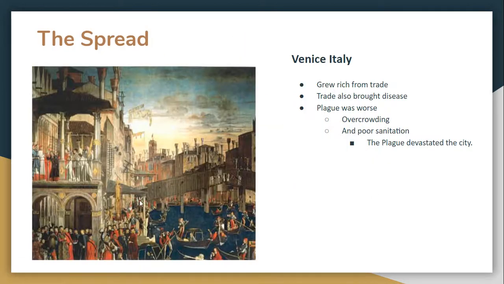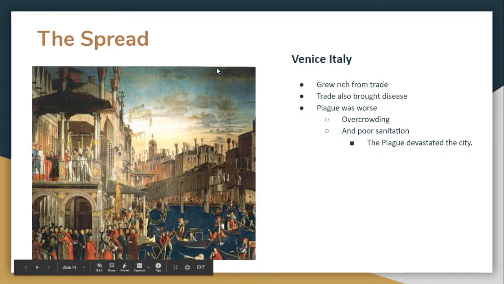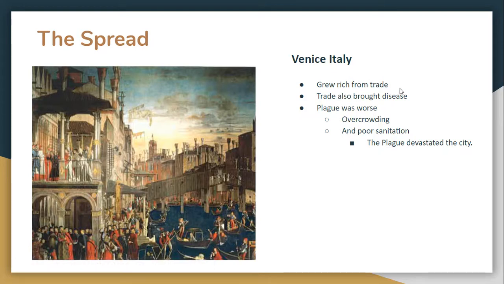So this is a picture of Venice. Venice was another crowded city. It grew wealthy from trade. Remember that Venice controlled trade on the Mediterranean Sea, but with trade also came the disease. So the plague was really bad in Venice because it was overcrowded and had poor sanitation, and the plague devastated the whole city of Venice.